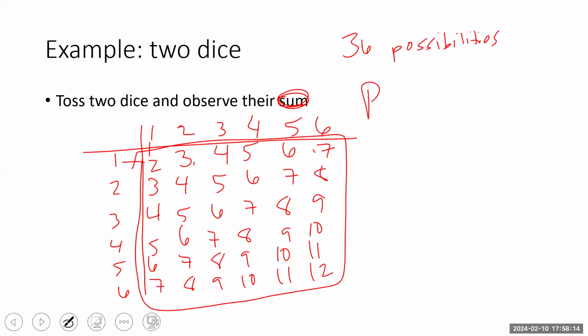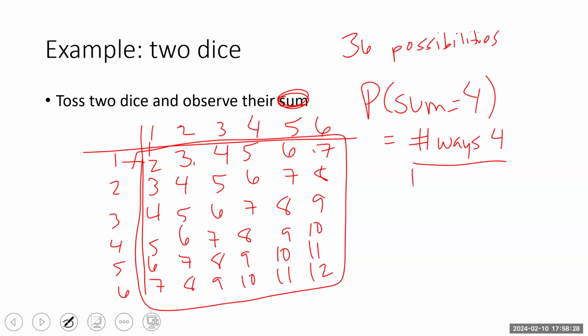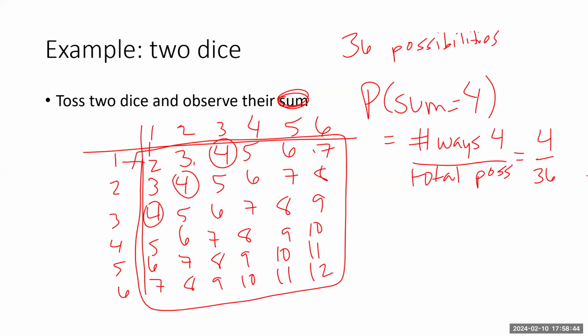If I'm going to talk about the probability that the sum equals 4, then I need to talk about the number of ways to get a 4 over the total possibilities. Well, I see here that there's 1, 2, 3 different ways to get 4s. And we already knew that there were 36 total possibilities. So my probability is 4 divided by 36. I could simplify that to be 1 out of 9, or I could make it a decimal. Either way, okay? That's how I can get that probability.